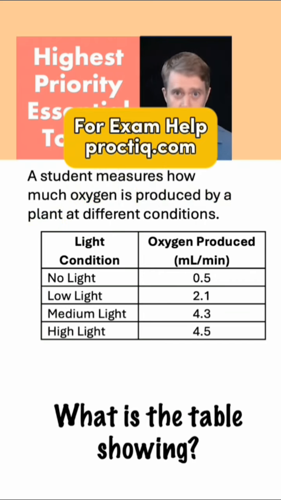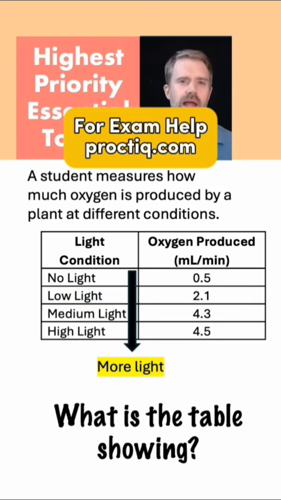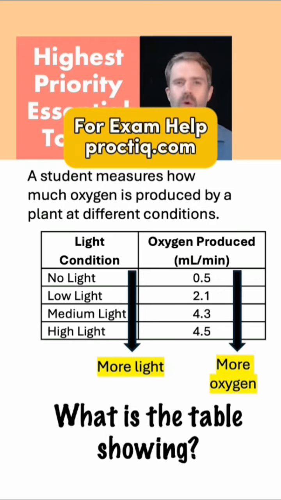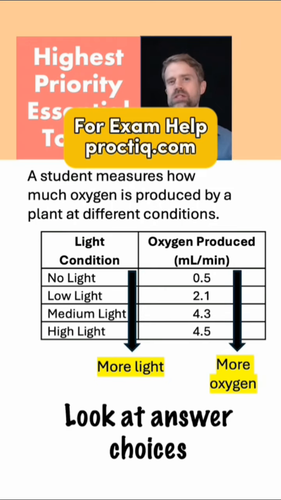Now, take a look at the table. When there is no light, this much oxygen gets produced. When there is low light, this much oxygen gets produced. When there's medium light, you get the idea. So what's the point? We're getting more and more light. No light, low light, medium light, high light. And as light goes up, what happens to oxygen? We get more and more oxygen. 0.5, 2.1, 4.3. More light, more oxygen. Boom. Now, we know what the table's saying, so let's look at the answer choices.